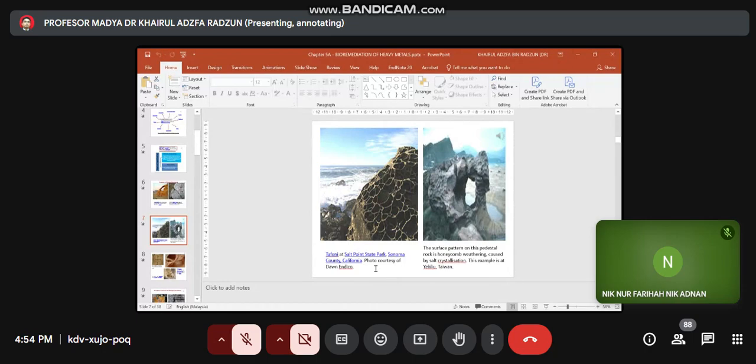And then next, this one on the left side, Tafoni at Salt Point State Park, Sonoma County, California. So this is called tafoni, and this happened at Salt Point State Park. And then on the right side, the surface pattern on this pedestal rock is honeycomb weathering. You can see something like a honeycomb on the surface of the rock, caused by salt crystallization, and this happened in Yehliu, Taiwan. So imagine the left side and the right side are almost the same, but this one we call tafoni, and the other one is honeycomb weathering.